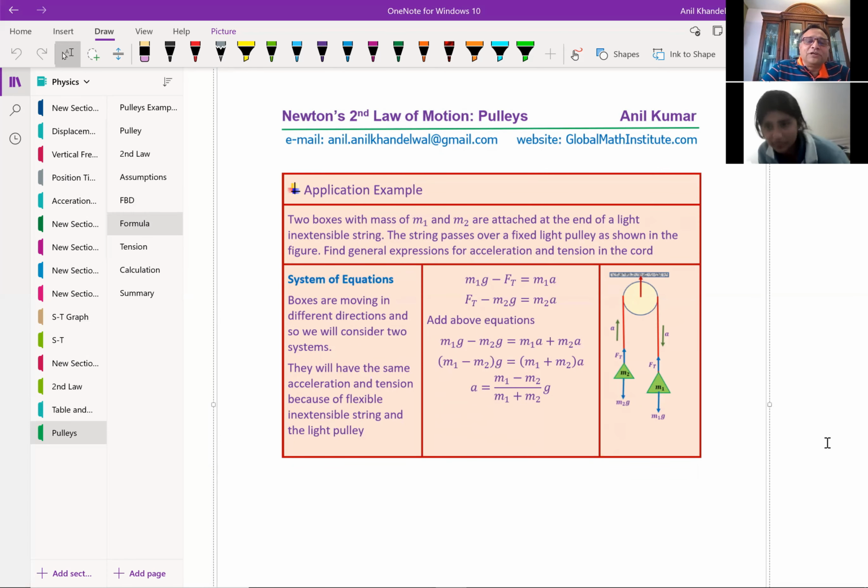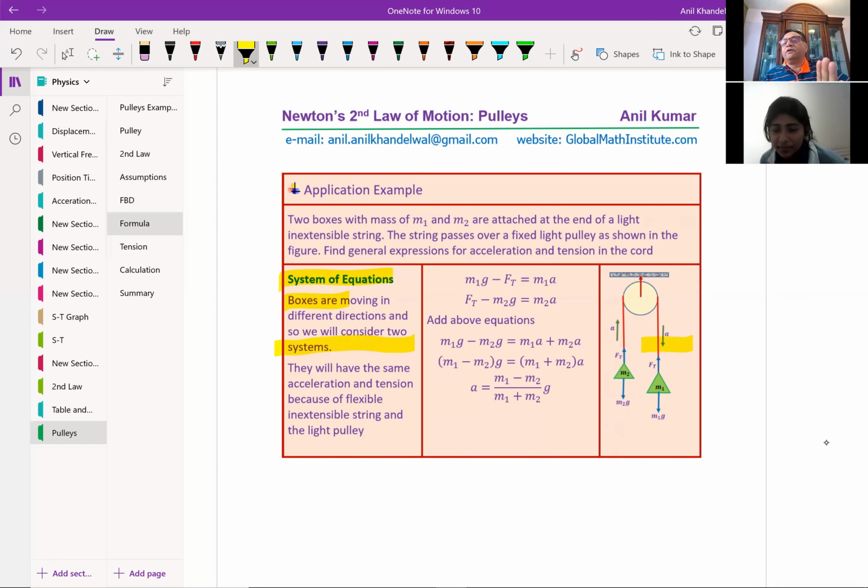I'd like you, Emmy, to read this summary here. Read this part. Okay, system of equations. Boxes are moving in different directions, and so we will consider two systems. Very important. You cannot treat everything as one system. In the first example, both were on the table. They were both moving in the same direction. We could have just clubbed both the masses together and written one equation. You remember that part?